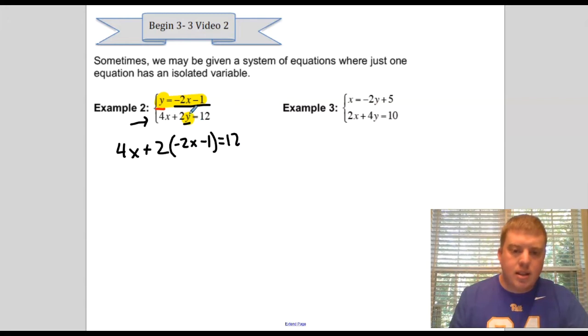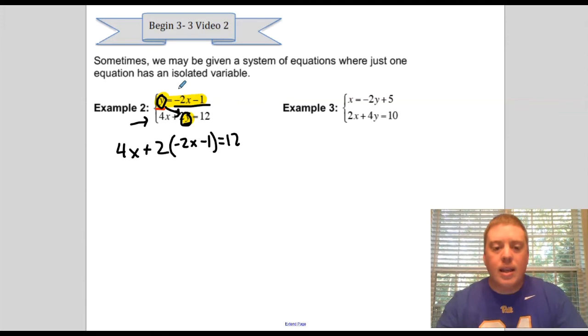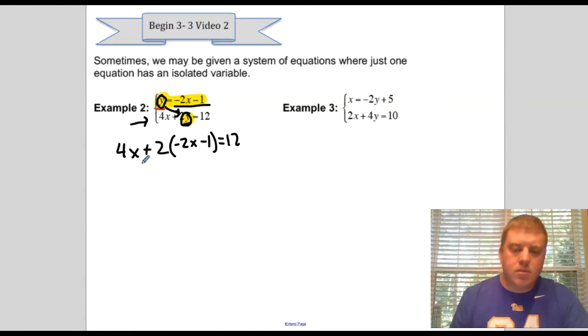All I did was take the variable that was solved all by itself and change it out for what it was equal to, in this case, negative 2x minus 1. Again, the reason I'm doing this is so that I can get an equation that instead of having two different variables, only has one, and I can solve this out. So I would now distribute this 2 throughout the parentheses. That gives me 4x plus 2 times a negative 2x, which is negative 4x. And 2 times negative 1 gives me negative 2 equals 12.